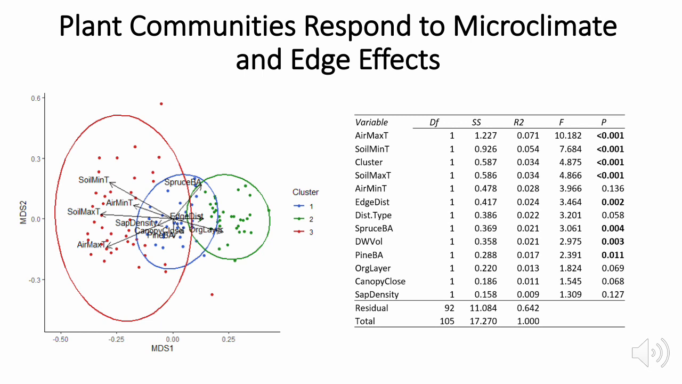We also saw some significant effects of edge distance and other forest structure variables like spruce basal area, deadwood volume, and pine basal area on our vegetation composition, and some other variables like disturbance type were close to significant, as well as organic layer and canopy closure.